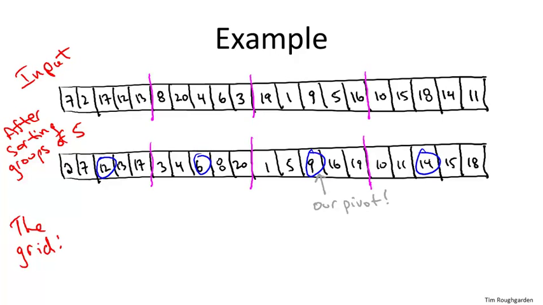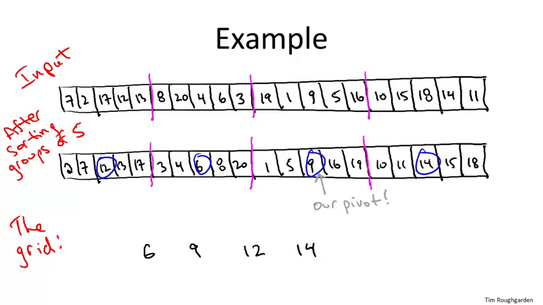So the grid always has 5 rows. The columns always have 5 elements because the columns correspond to the groups. Here, because n equals 20, n over 5 is 4. So there's going to be 4 columns and 5 rows. And moreover, we arrange the columns from left to right so that these middle elements go from smallest to largest. So our middle elements are 6, 9, 12, and 14, and we're going to draw the columns in that order from left to right.